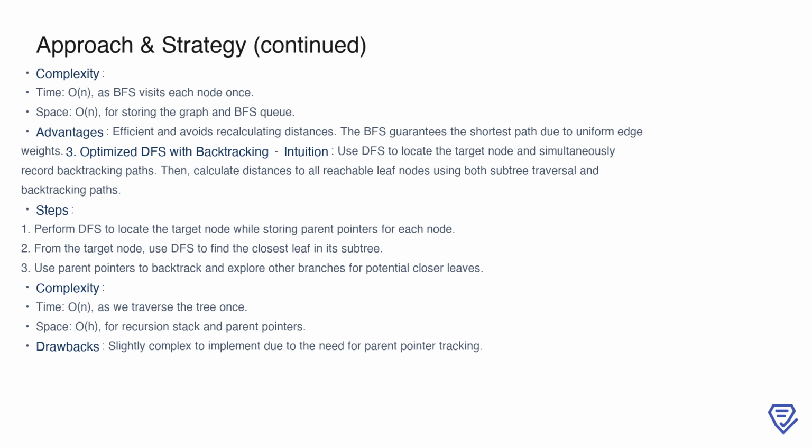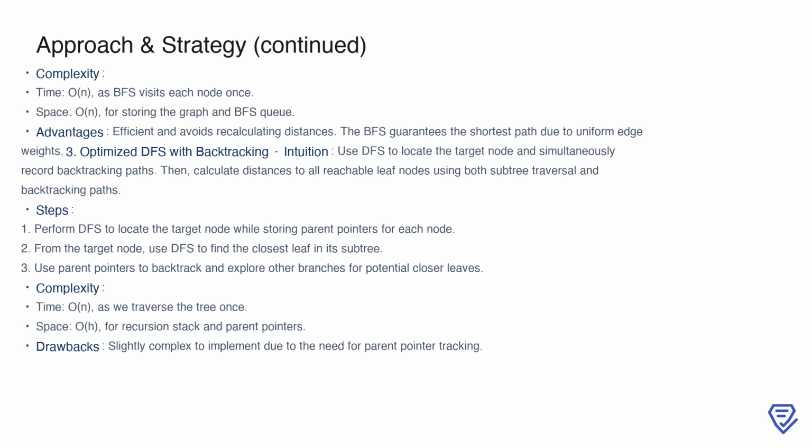The intuition here is to use DFS to locate the target node while simultaneously recording backtracking paths. After finding the target node, we calculate distances to all reachable leaf nodes, both in the subtree and by exploring other branches using the backtracking paths. The steps for this method include performing a DFS to locate the target while storing parent pointers for each node. Then, from the target node, we conduct another DFS to find the closest leaf within its subtree, and finally use the parent pointers to explore other paths that might lead to a closer leaf.